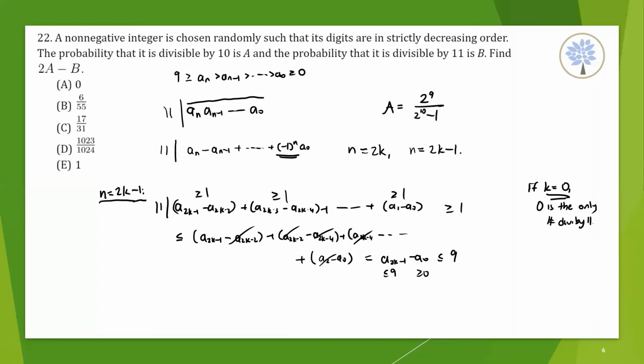So from these two cases, we find that 0 is the only multiple of 11 whose digits are in strictly decreasing order. Therefore, b can be calculated as 1 over 2^10 minus 1. From here, we can finally find the value of 2a minus b to be (2^10 minus 1) over (2^10 minus 1), which is 1. And the answer is E.